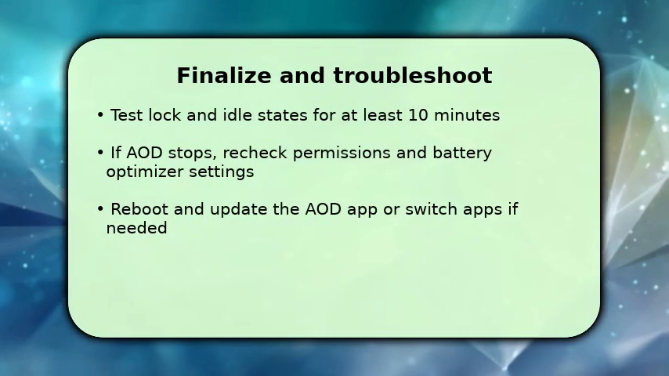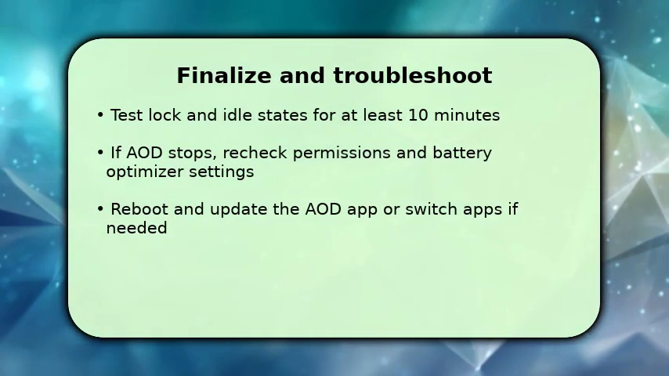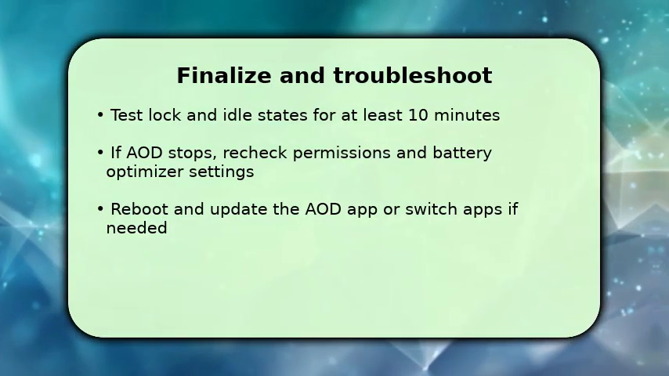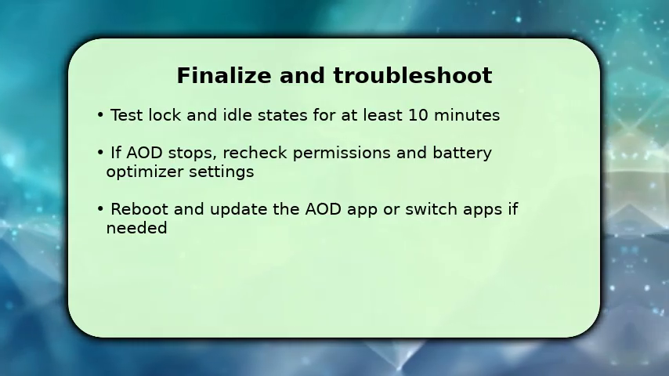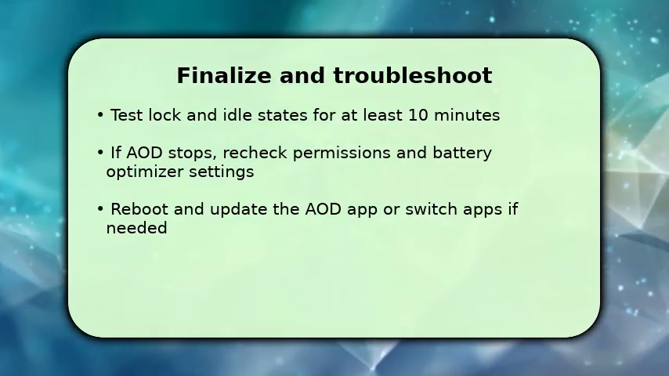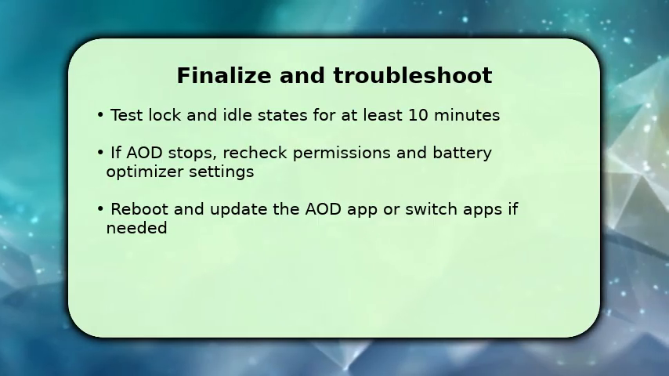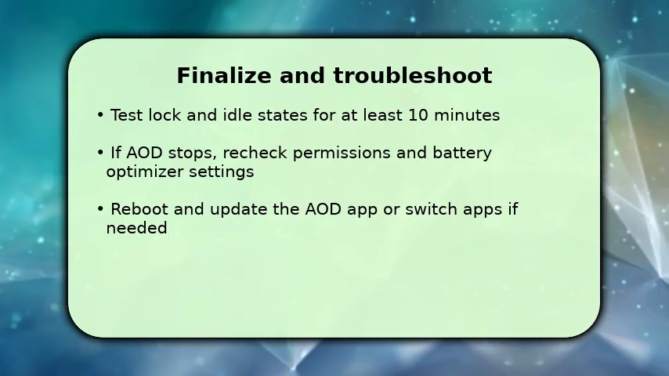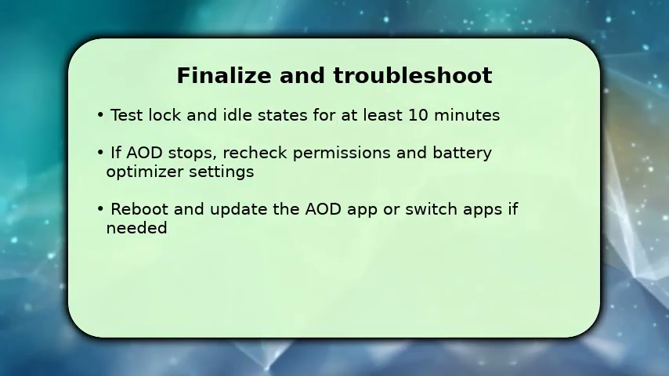Lock the phone and let it sit for 10 minutes to confirm the display stays on and notifications appear. If it doesn't, make sure the app has overlay, notification access, and is excluded from battery optimization. These are the usual culprits. If issues persist, reboot the phone, update or reinstall the AOD app, or try an alternative app.